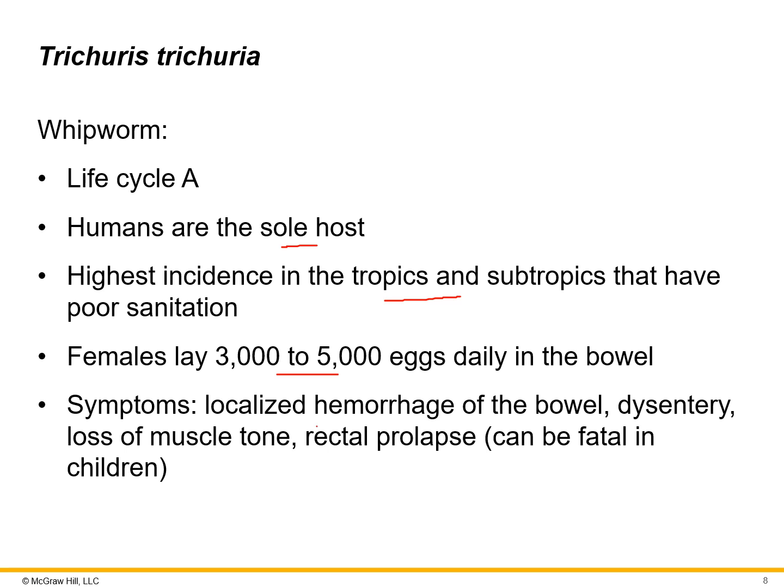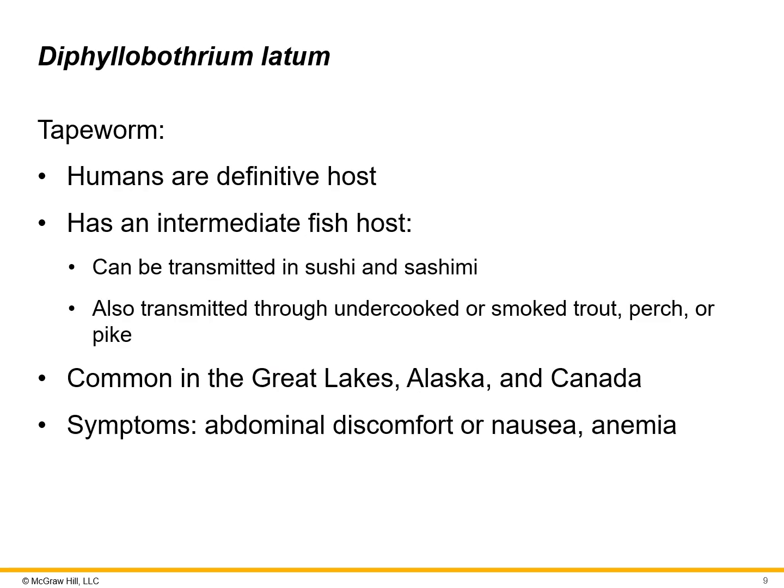Some of the symptoms here are localized hemorrhaging of the bowel, dysentery, so that bloody stool, muscle loss, and rectal prolapse that can be fatal in children.